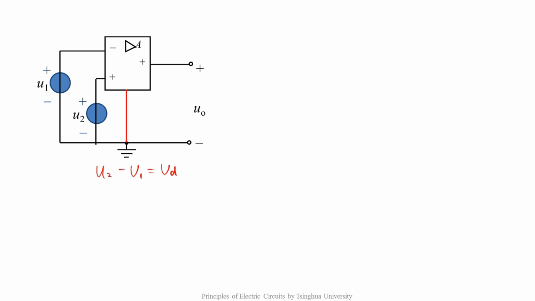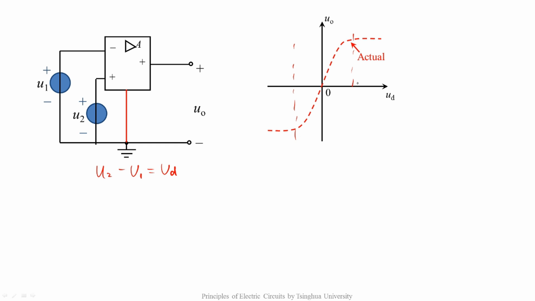We've discussed before that the actual relationship between the output UO and UD can be represented by this curve. It's op-amp's transfer characteristic. The curve can be divided into three regions. They are the negative saturation region, the positive saturation region, and the linear region in the middle. In the linear region, the relationship between UO and UD is UO equals A times UD. Here, A is op-amp's open-loop voltage gain.